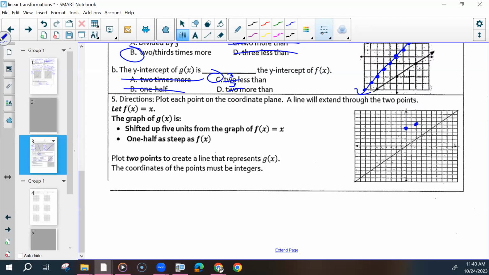Questions on that? Because we only need to plot 2 points. So it's really important that you pay attention to the directions. Some of them say graph a line or make a line. Some of them say plot a specific number of points. Don't plot more than the number of points it says. Don't put a line if it doesn't ask for one. Okay. Going on to the next.